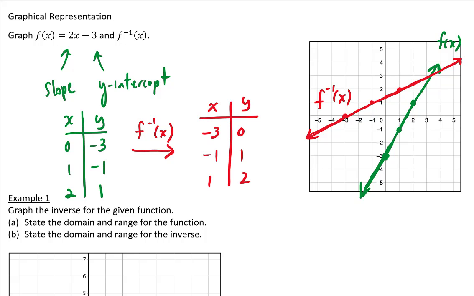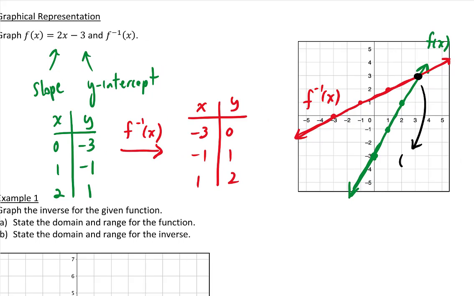A good way to check that if you had this right, so that point of intersection we notice is 3 and 3. And if we switch 3 and 3, we get back 3 and 3. So we know we've at least graphed these correctly. If it was a point that was 3 and 2 and they intersected, it wouldn't make sense. The inverse and its function only intersect at points that have the same x and same y value.